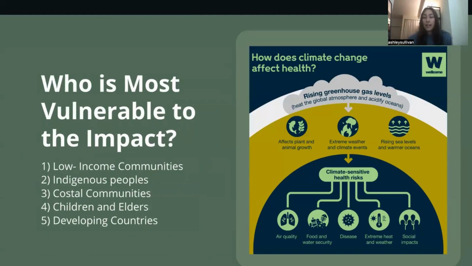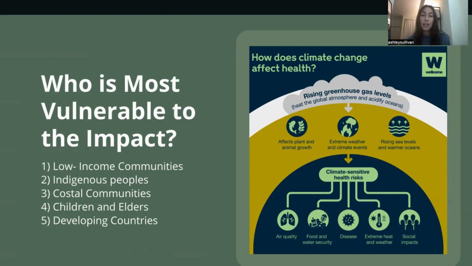So to understand why this is an issue, we also have to look at who is most vulnerable to these impacts. And for these, we have low-income communities, indigenous peoples, coastal communities, children and elders in developing countries. For example, coastal communities can be greatly affected. There can be an earthquake in one location in the world, which can then create a tsunami, which can devastate these coastal communities. And while all people from varying demographics are affected, people who experience climate change can be disproportionately impacted, such as different marginalized communities.